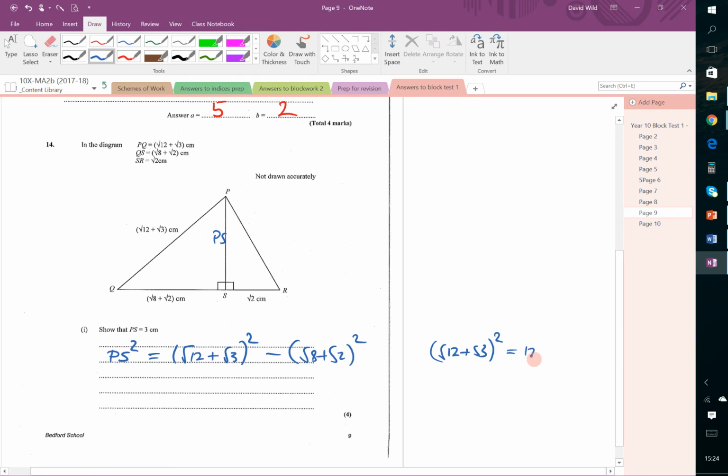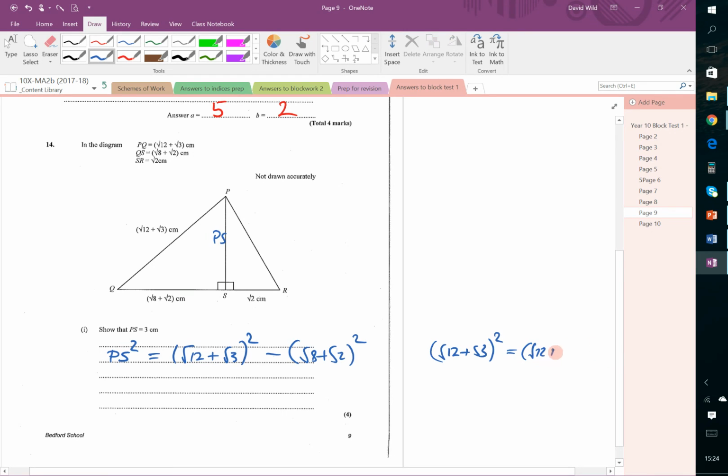square the first, which is 12, double the product. Now the product of root 3 and root 12 is root 36. And root 36 is 6. Double it, you get 12. Root 3 squared is 3. Notice that I do not just do root 12 squared and root 3 squared. There's a middle thing as well. If you want to do the long way, you can.